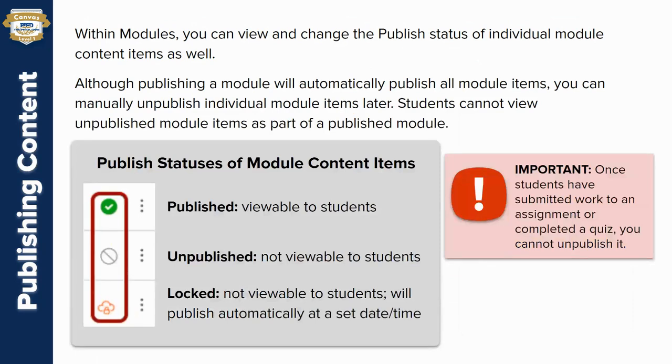Each item within a module also has a published status. When publishing a module automatically publishes all of its items, individual items can later be unpublished if needed, except for assignments or quizzes that students have already engaged with. This allows for fine-tuned control over what content is accessible at any given time. We'll discuss publishing and unpublishing content within a module in the next section of this course.